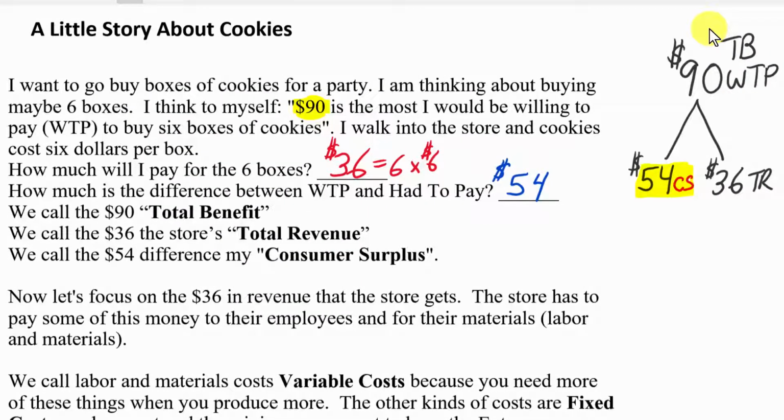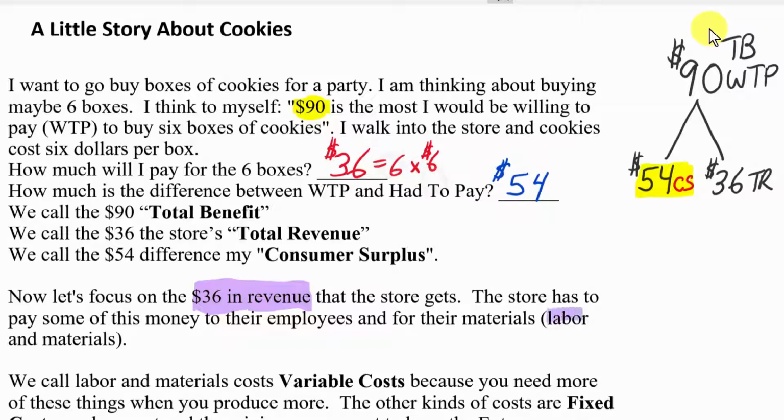Think about the business at this point. They have $36 in their cash register. What do they need to do with this revenue that they have earned from selling these 6 boxes of cookies? Well, the store is going to have to pay some of this money to their employees and for their materials that they use to make the cookies and package the cookies and things like that.